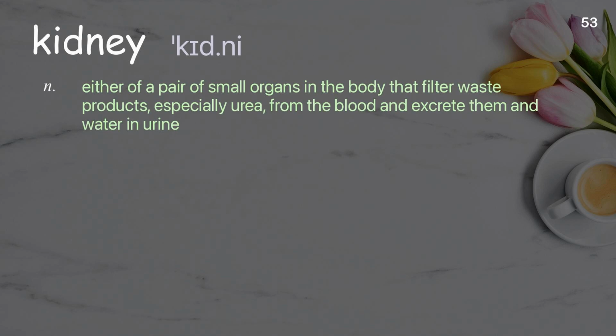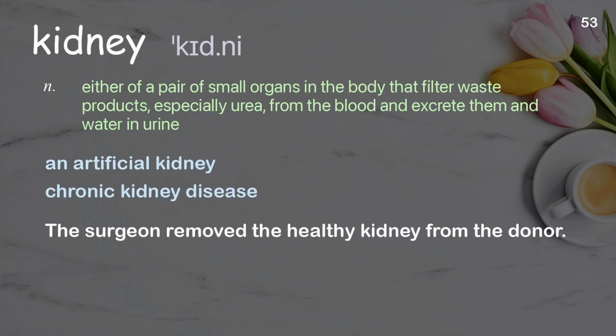Kidney. Either of a pair of small organs in the body that filter waste products, especially urea, from the blood and excrete them, and water in urine. Examples: An artificial kidney. Chronic kidney disease. The surgeon removed the healthy kidney from the donor.